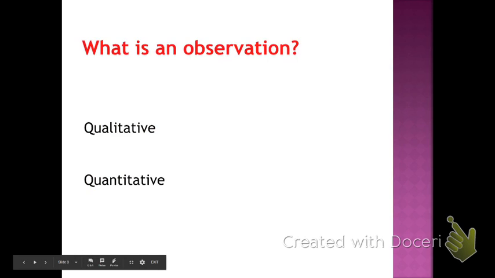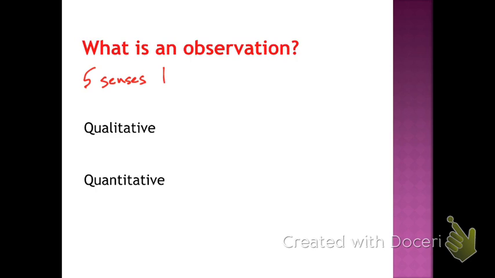So we're going to talk about a couple things. What is an observation? Because first you want to observe a phenomenon. An observation is when you use your 5 senses to describe something. But there are 2 types of observations. One is qualitative, which is just almost like a description, whereas quantitative actually refers to an amount.